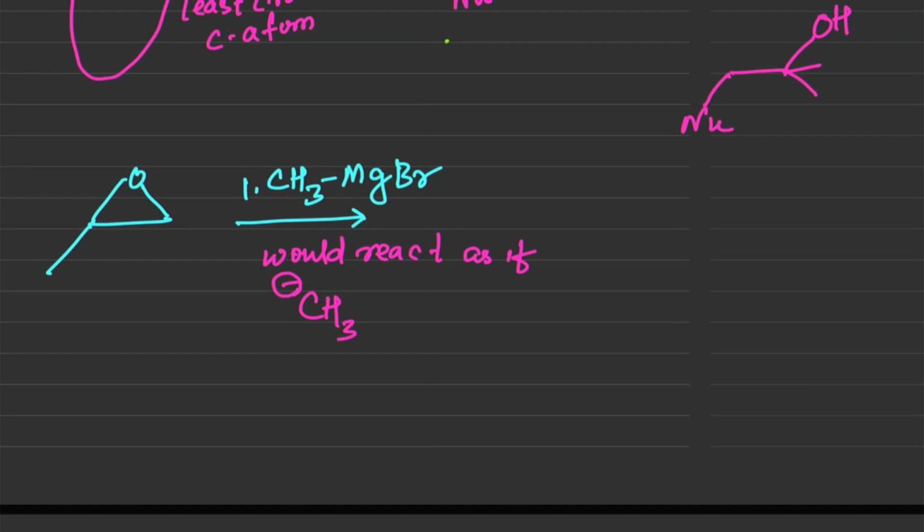Okay, so let's move over. CH3 minus would go and attack where? It would attack the least crowded carbon atom. This carbon atom is least crowded because if you notice, it is connected to one carbon atom. This one is a primary carbon atom, whereas this one is a secondary carbon atom. So attack on the least crowded carbon atom.